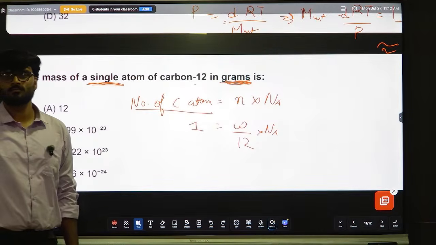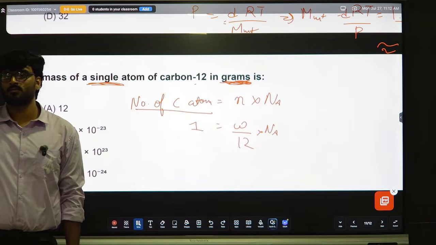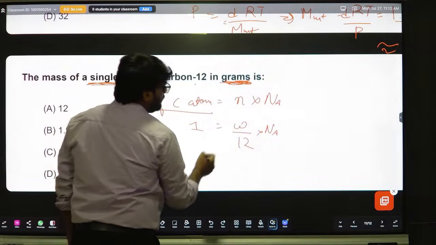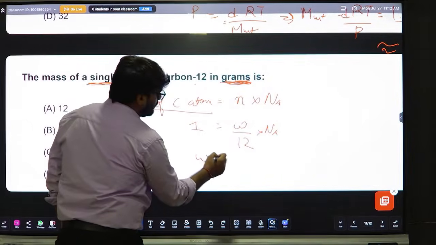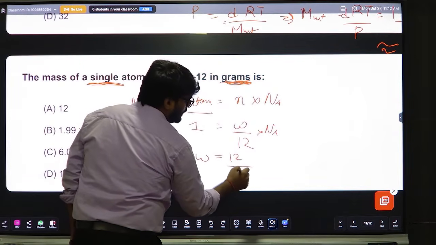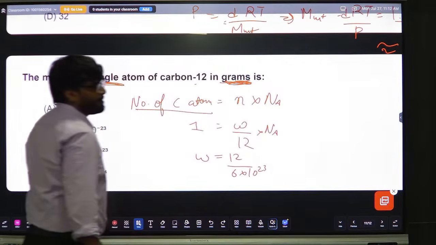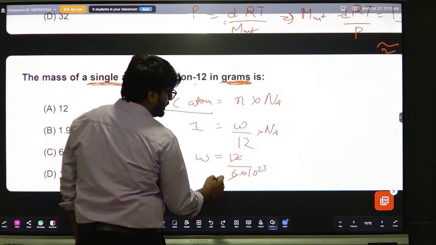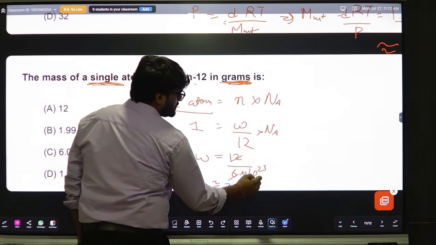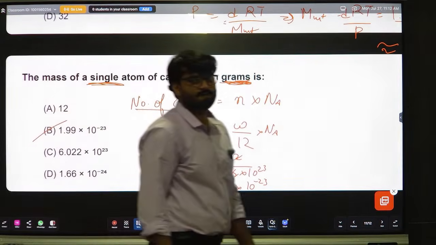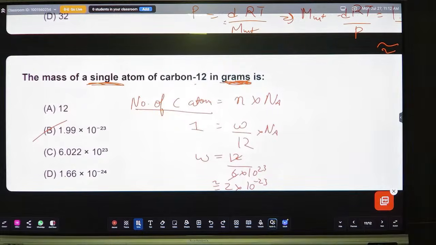Any doubt till here? Please raise your hands. If you haven't understood the question, please raise your hands, I will tell you. Then this given mass you want to find. So 12 into 1 upon Na. It will be like this. So you will solve it. It will be approximately 2 into 10 to the power minus 23, which is approximately 3. Got it? It was a good question, no?